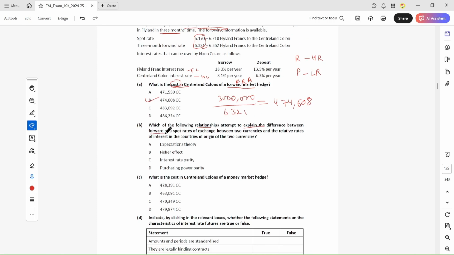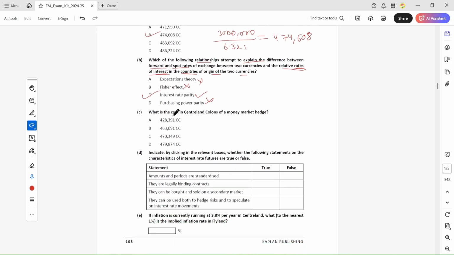Which of the following relationships attempts to explain the difference between the forward and spot exchange rate between two currencies and the relative rates of interest in the countries of origin? Interest rate parity explains the relationship between interest rates of two countries. So these are not the correct answer; this is the correct answer.